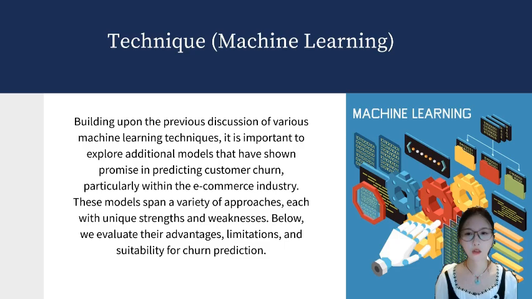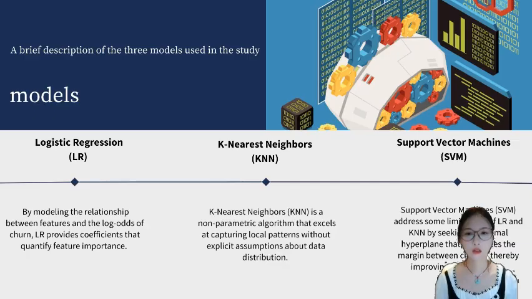Each model has different strengths and weaknesses. Logistic regression is efficient for linear relationships and easy to interpret. KNN requires no training and works for small data sets, but slows down with larger ones.